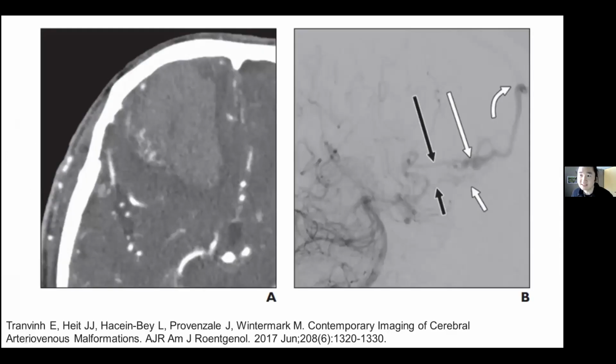Different patient, a 66-year-old man with an acute right frontal intraparenchymal hemorrhage. Panel A on the very left shows the CTA of the head, and along the lateral margin of that hemorrhage, you can see these tangled contrast-enhancing vessels that suggest an underlying malformation. And panel B on the right shows the corresponding cerebral angiogram.